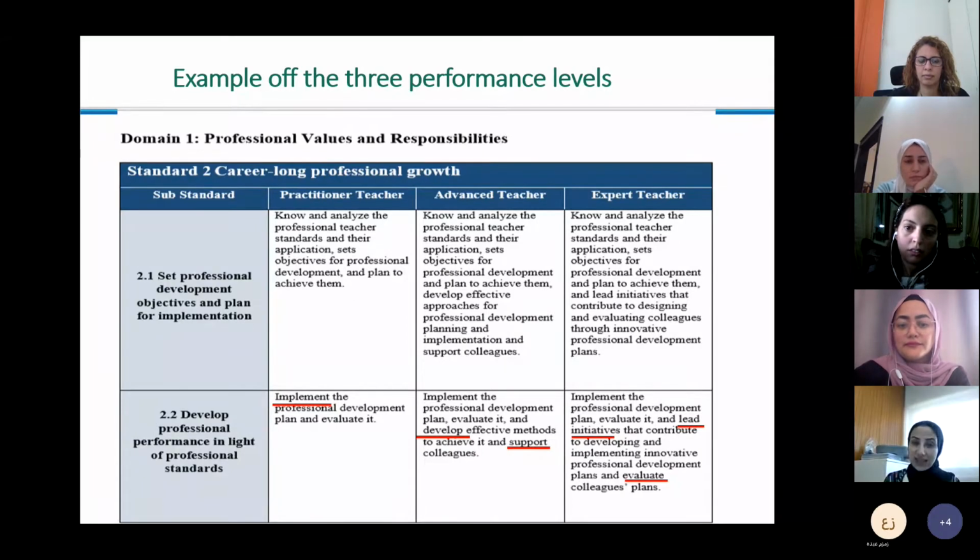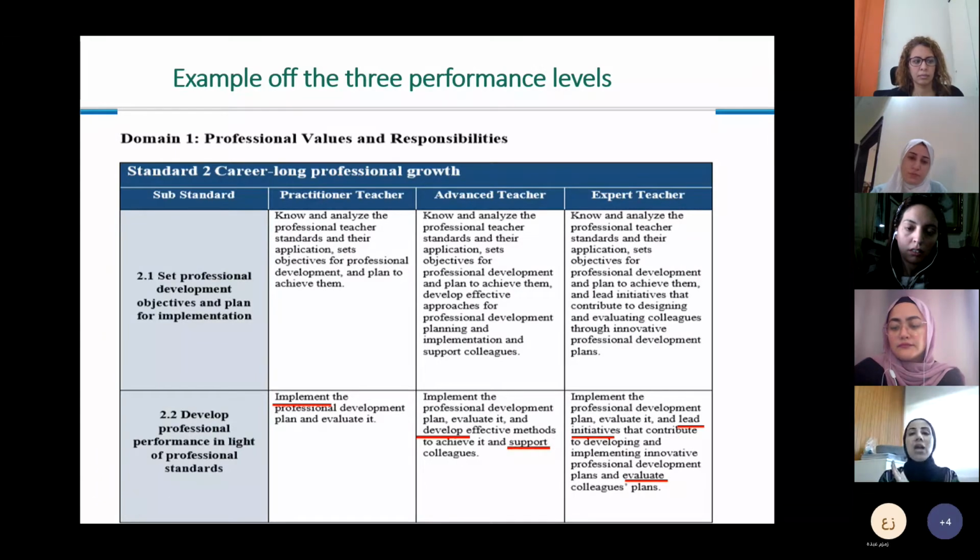Because of that, we are taking the standard workshop. Should know how to apply these standards, and he should or she should set objectives for herself and plan to implement them.